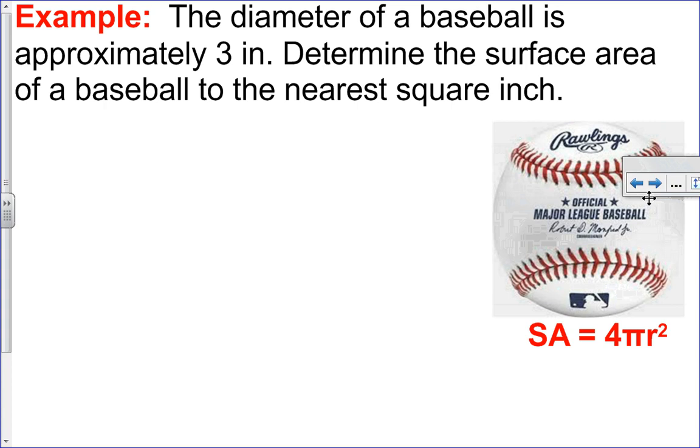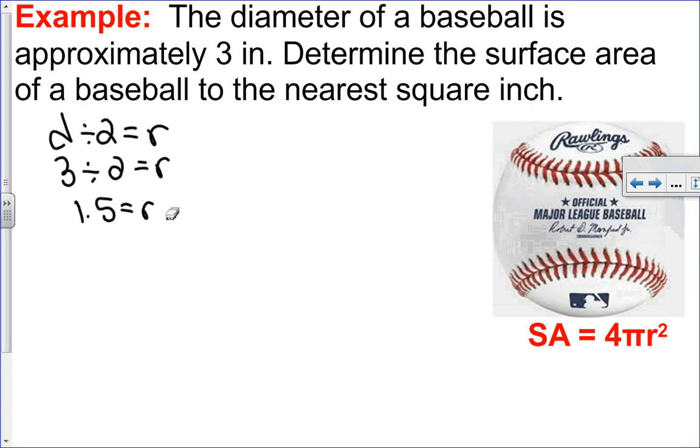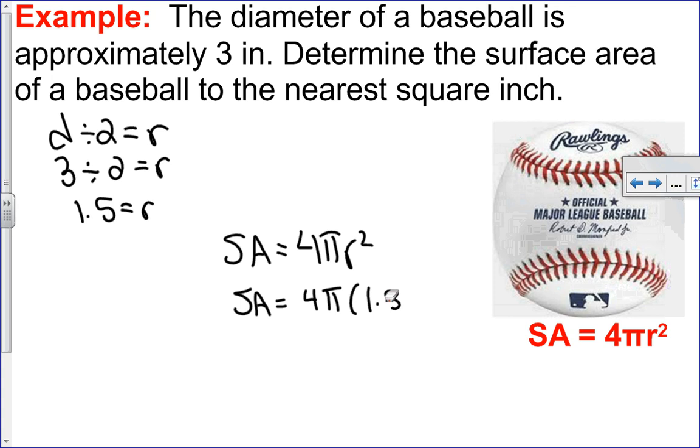Okay, let's use that in a question. So here we have a baseball, and it has a diameter of 3 inches. Right away, I'm just going to do diameter divided by 2 to get the radius. So 3 divided by 2 is the radius, so the radius is 1.5. Now we want to determine the surface area, so the amount of leather it would take to make that Major League Baseball. So I'll start with my formula, 4 pi r squared, and then I will make substitutions using brackets.